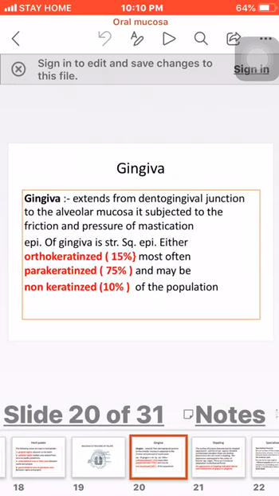Gingiva. The gingiva extends from the dentogingival junction to the alveolar mucosa, subjected to the friction and pressure of mastication. Therefore, the epithelium of the gingiva is a stratified squamous epithelium. In 75% of the population it will be parakeratinized, 15% will be orthokeratinized, and 10% will be non-keratinized.